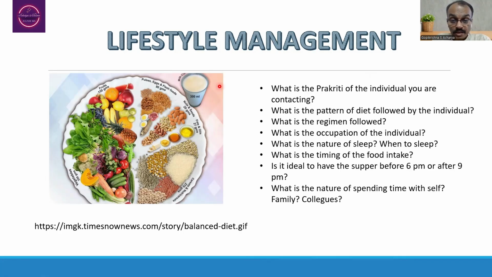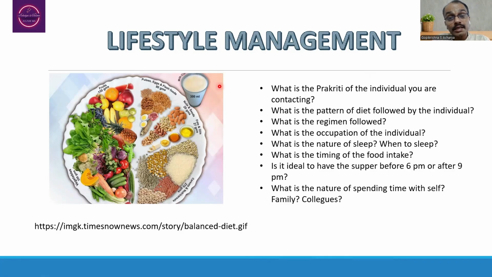Lifestyle management, in the sense we can manage the lifestyle of an individual. That is, what kind of prakriti a person is having. Is it vata prakriti? Is it pitta prakriti? Or is it kapha prakriti? Or is it dvandva prakriti? Or is it sama prakriti?